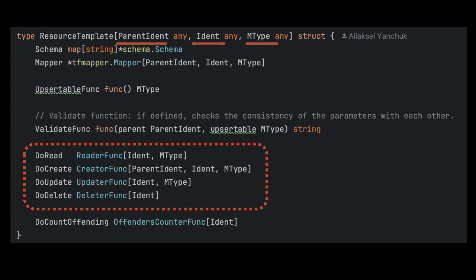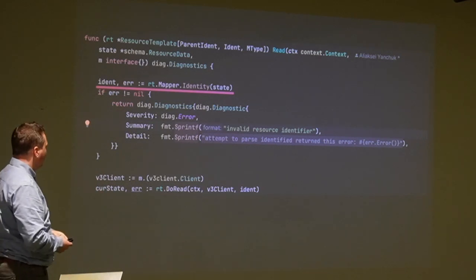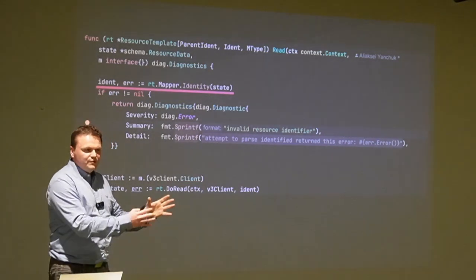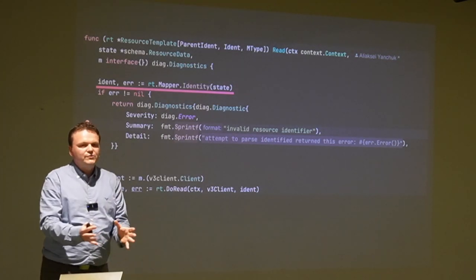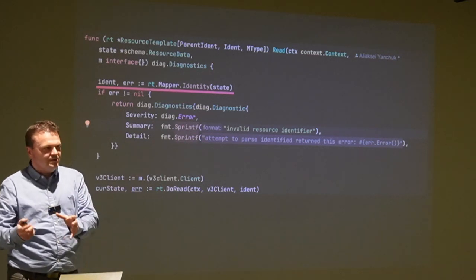So what does it mean, using associated types? Look at this. You can ignore the rest of the code because it's error handling, boring stuff. Let's say, first one, you have a Terraform state, and you want to figure out the identity of the object to read. So, state to identity.